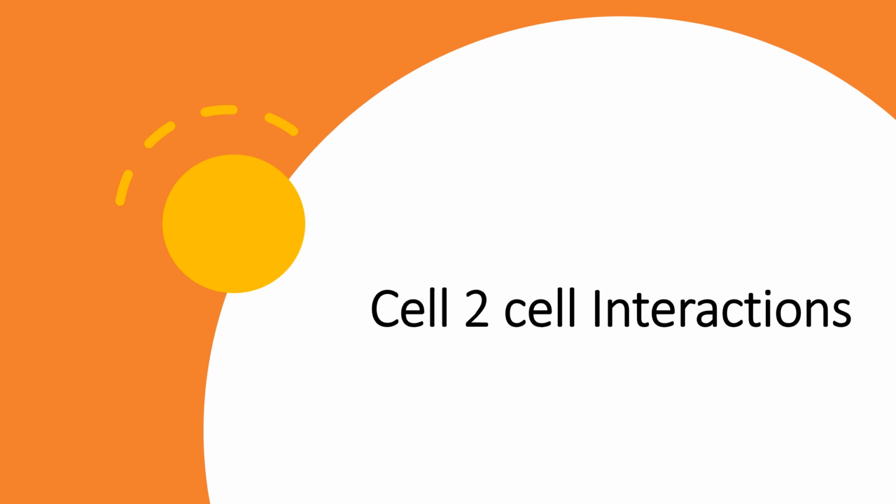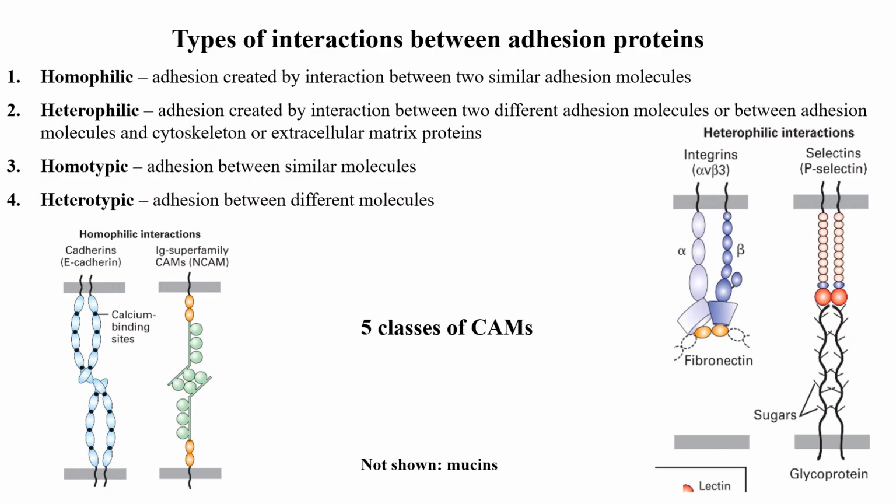Further, we'll also talk in detail about the cell-to-cell interactions. Further, as I've already mentioned previously, there are different types of interactions that take place between the adhesion proteins, which can be grouped into four major types. So first, it can be homophilic. Homophilic is the one where the adhesion is created by interaction between two similar adhesion molecules.